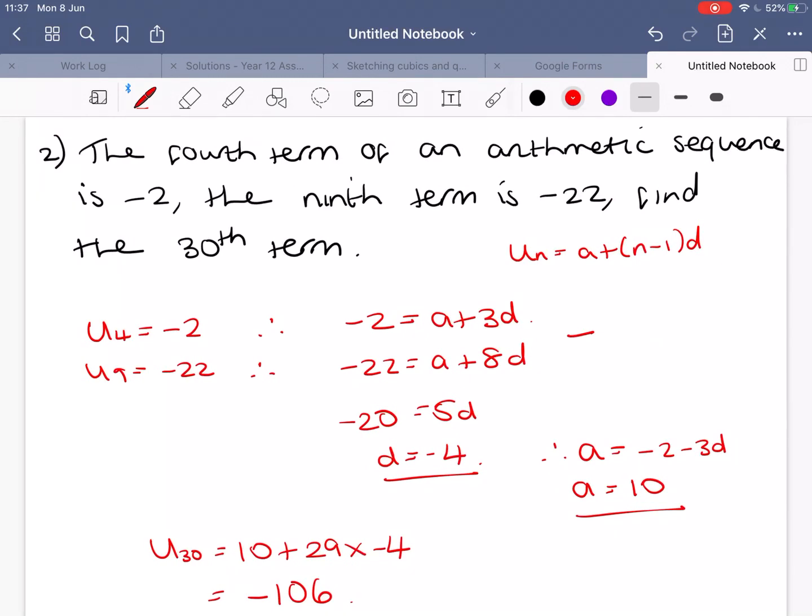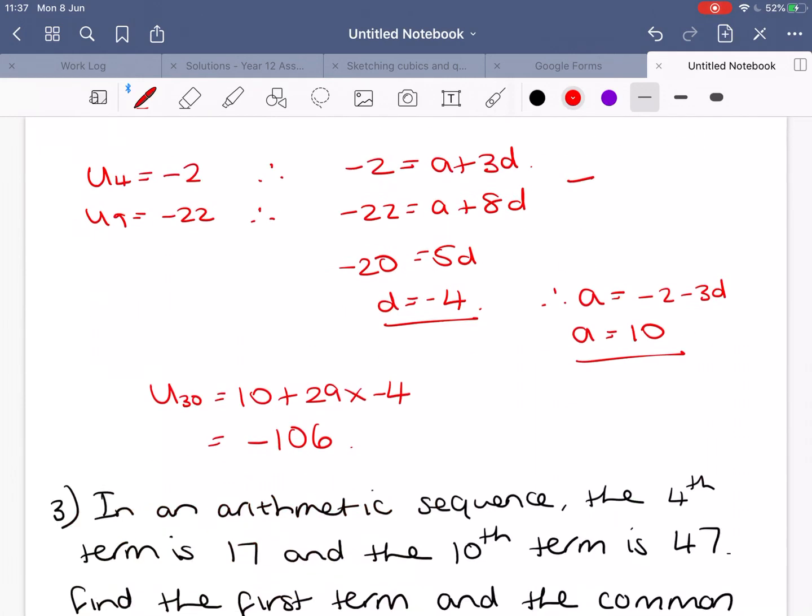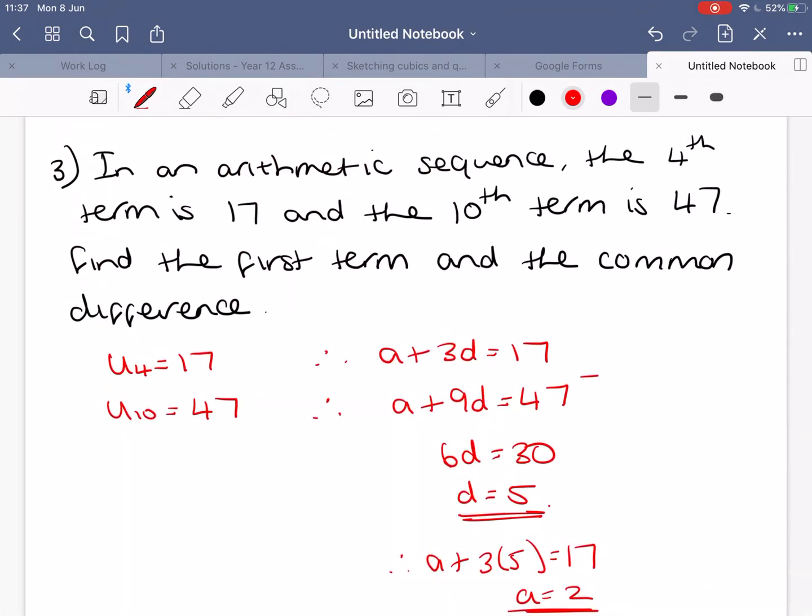Number 2, so again you're told the 4th term and the 9th term, so you can make these two simultaneous equations. And you should have got that the common difference was minus 4 and the first term was 10. And that meant that you could work out what the 30th term was, with minus 106. Number 3, very similar. Okay, so you set up your two simultaneous equations. Should have got that the common difference was 5 and the first term was 2.